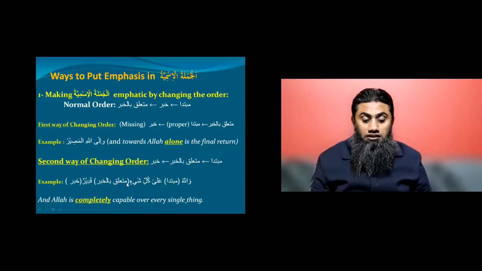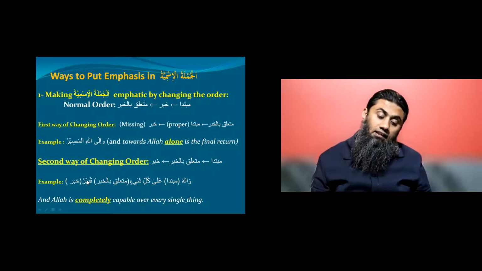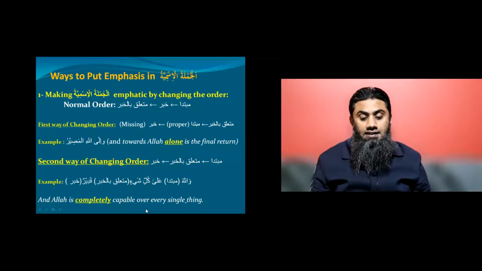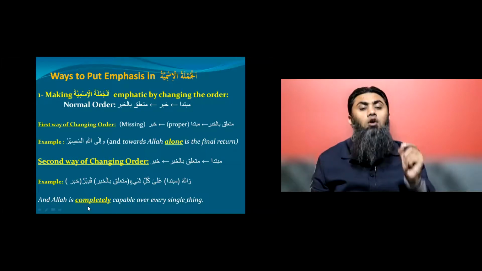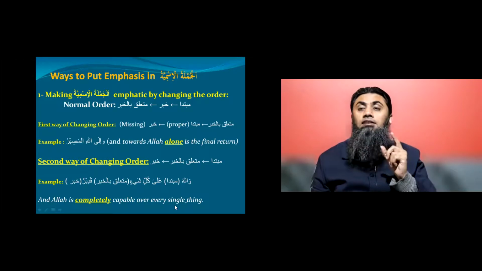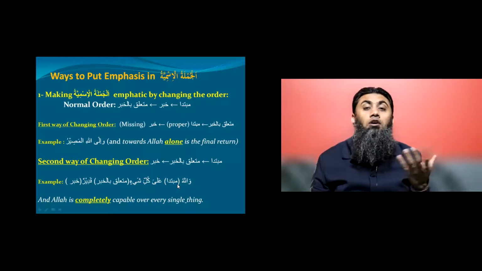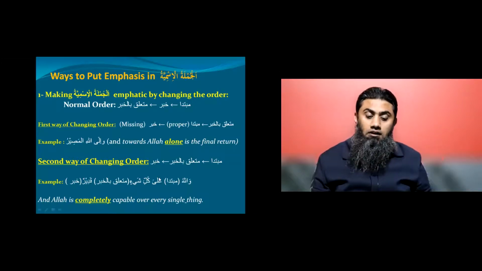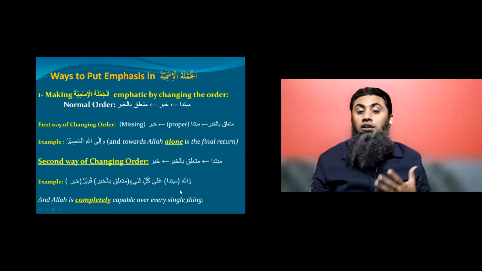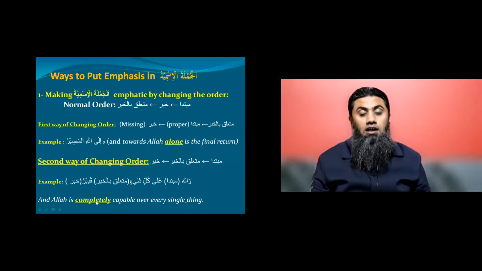This was the normal order. But what we did, we changed the normal order. We brought mutaalliq bil khabar first and we delayed the khabar till the end. Because of this change, now look at the translation. And Allah is completely or fully capable over everything. Now, in this one, there is no word for fully or completely. For example, ala means upon, kulli means every, shayin means thing, qadir means capable. There's no word for fully or completely. How did you get this completely? We got this because of the change of the order.